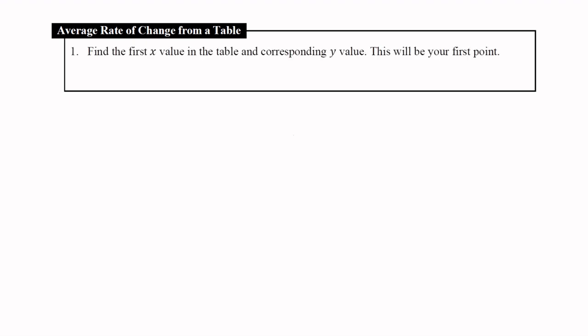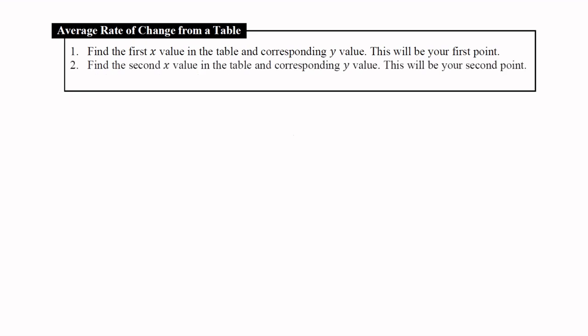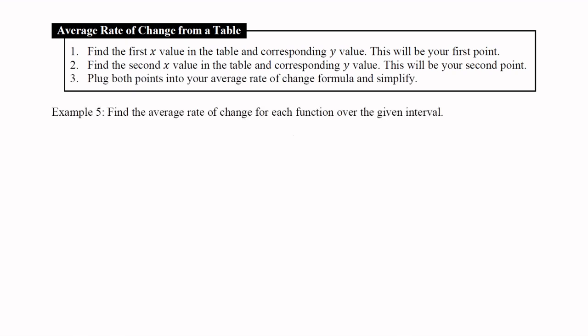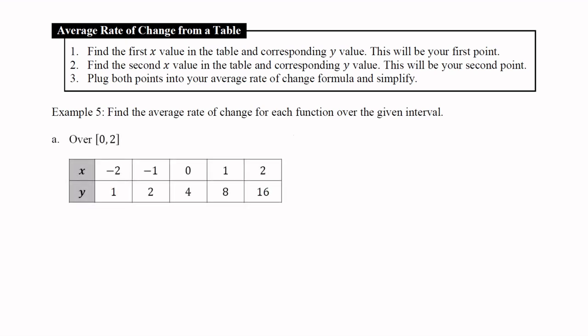To do average rate of change from a table, you're going to find the first x value in the table and the corresponding y value. This is your first point. Find the second x value and corresponding y value for your second point, and then plug both points into your average rate of change formula and simplify. So let's do this with a table.